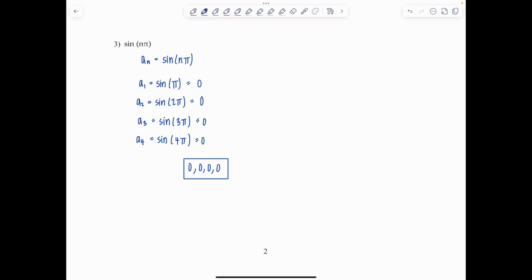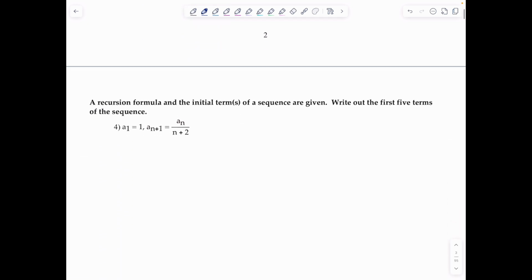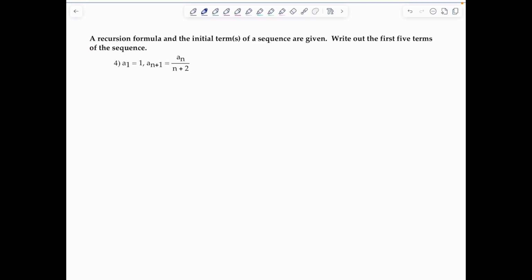Fabulous. Okay, now all of these sequences have been defined explicitly. Sometimes we have recursive sequences. So what is a recursive sequence or a recursion formula? It's when the terms of a sequence are defined using the terms that precede it, one or more.